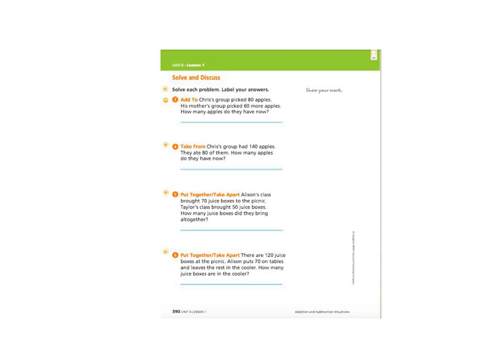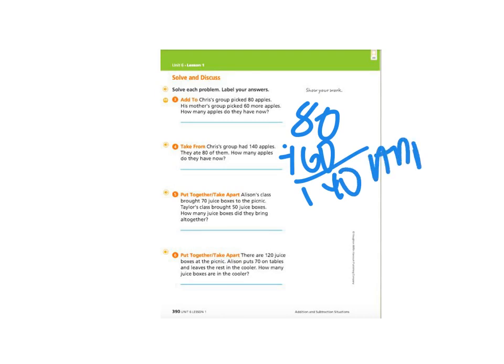All right, these are word problems, so there's only 4 of them. It should go pretty quick because they're all pretty friendly numbers. They're saying add 2. Chris's group picked 80 apples. His mother's group picked 60 more apples. How many apples do they have now? If you just did 80 plus 60, you'd have 140 apples.